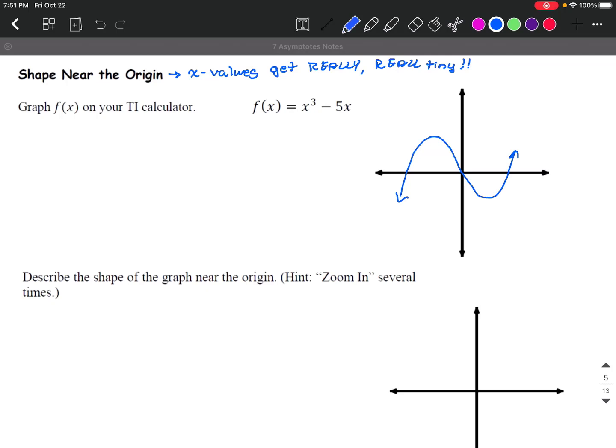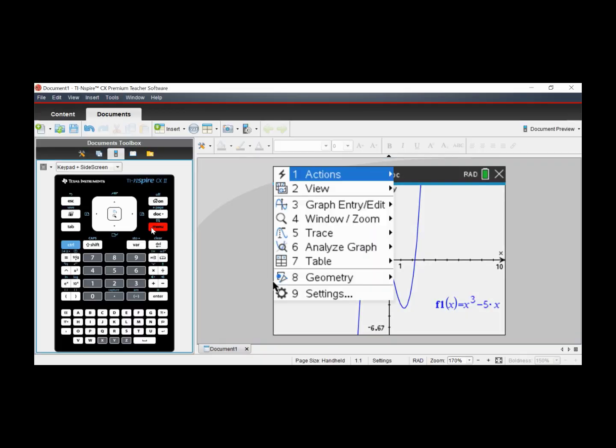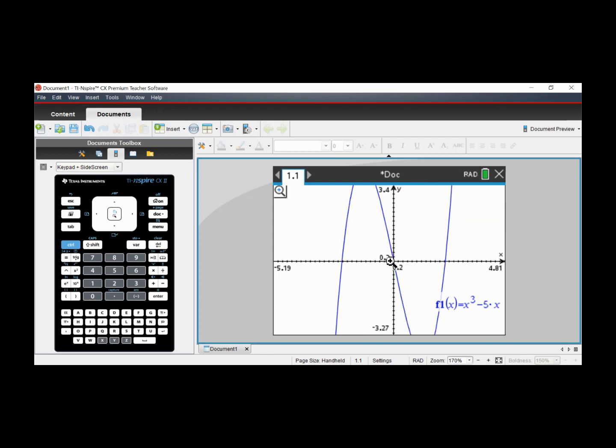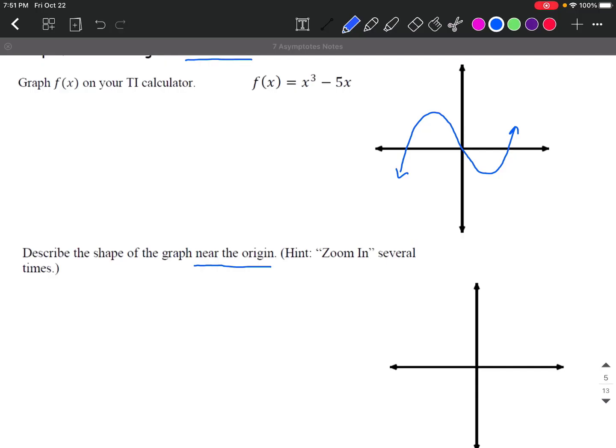Now, go back to your calculator and zoom in on the origin. I want to know what's happening near the origin because that's when the x values are getting close to the origin. What happens now? I want you to zoom in several times and let's see what happens. Okay, so now we're going to zoom in. So we go to Menu, Window Zoom, Zoom in, and I'm going to click right on the origin. I'm zooming in and zooming in and zooming in. And what does that look like? Okay, so we saw that our graph started to look like this line.